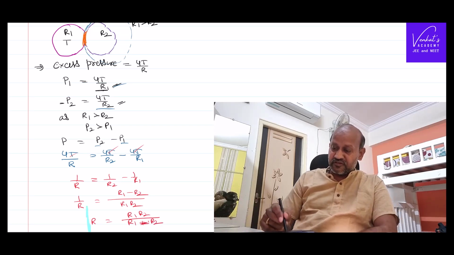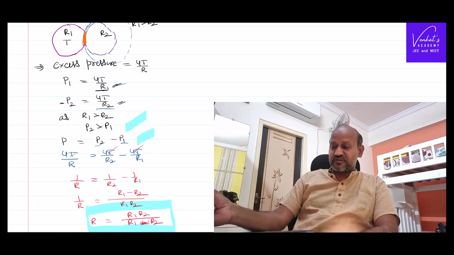That's how we derive a formula for the radius of the interface, simply using a basic concept of excess pressure.